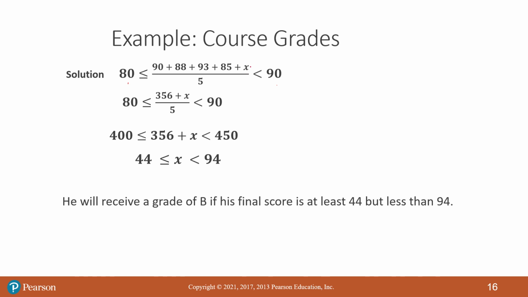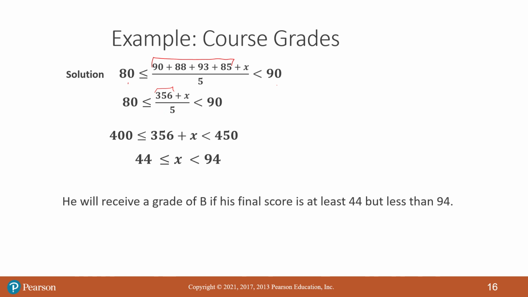Let that sink in. We're taking the average of her tests, adding in her 5th test, which we don't know the score of, so we're putting an X as a placeholder there, dividing by 5 to find the average. When we simplify this, 90 plus 88 plus 93 plus 85 is going to add up to be 356. So all I've done is simplified this piece down to 356 in this part of the problem.